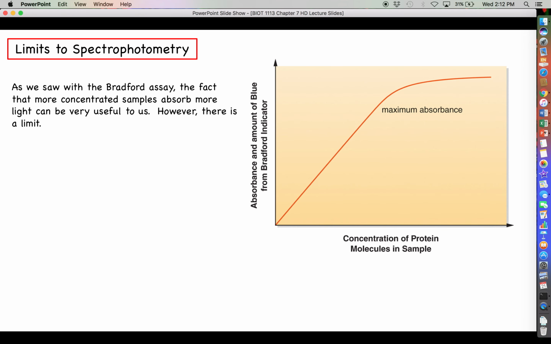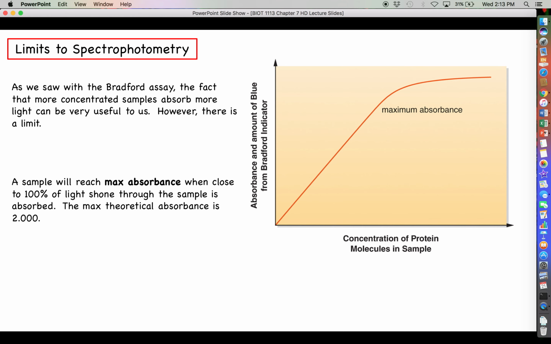So the last thing that we want to talk about here specifically in this case is limits to spectrophotometry. Spectrophotometry is great, but there are limitations that we need to talk about. Just like what we saw with the Bradford assay, we get the idea that the more concentrated a sample is, the more light is going to be absorbed. But there is a limit to how much light can be absorbed. So the sample will reach its max absorbance when you get close to 100% of light getting shown through the sample being absorbed. Based on the equation that we looked at earlier, the max theoretical absorbance is 2.